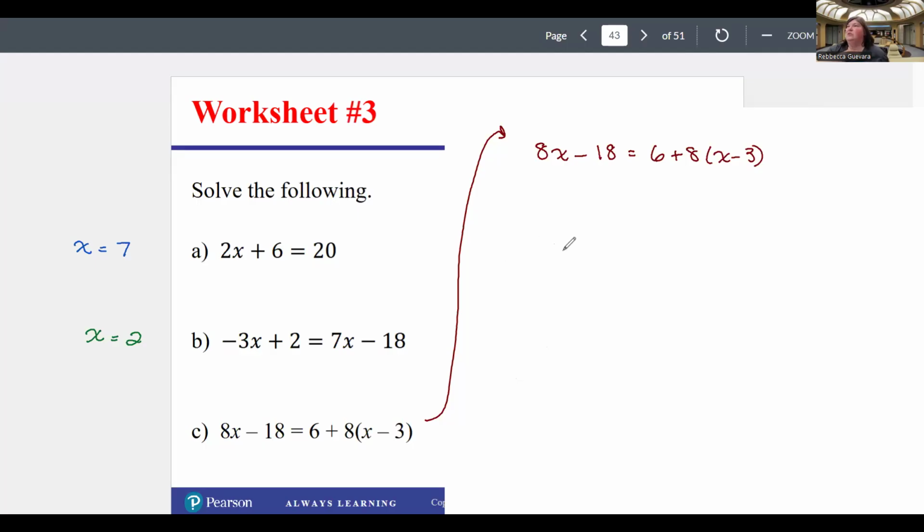All right, so just a little bit more because now we have a little simplifying to do. So 8x minus 18, there's not much more I can do there. But here, we need to distribute to get rid of these parentheses. We have 6 plus 8x minus 24. Now from here, we simplify a little bit more on the right-hand side because we have like terms. So we have 8x is equal to, if we combine the 6, negative 18.